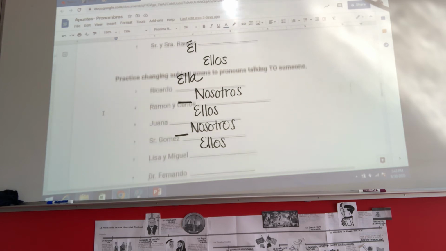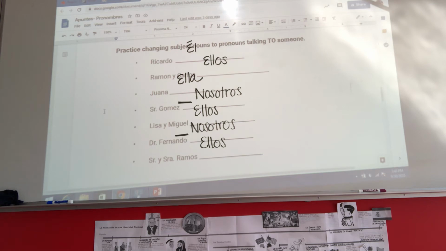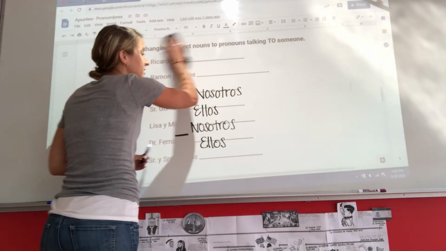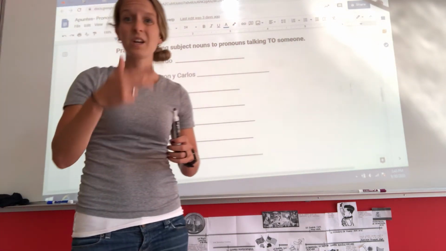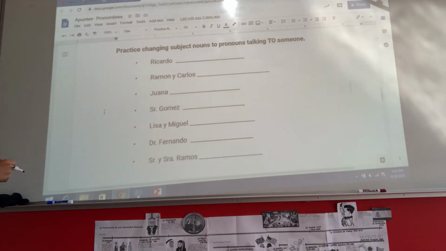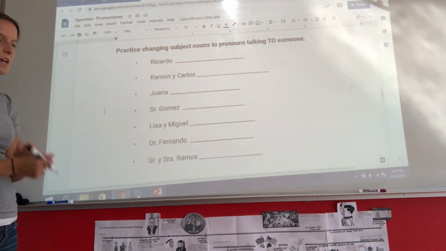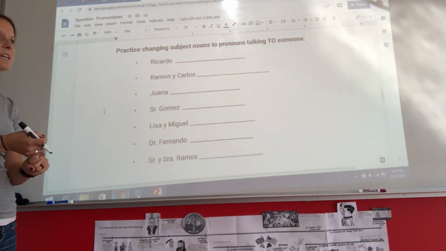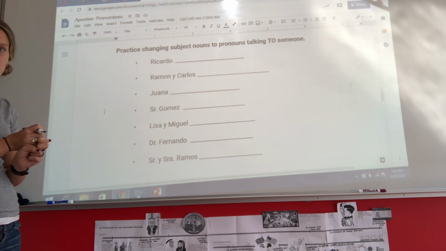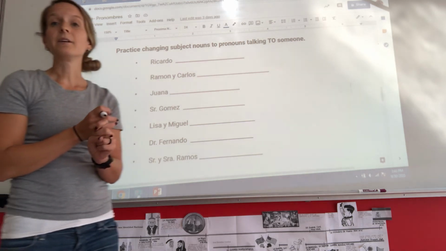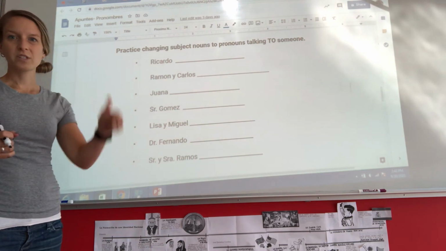Okay, en la siguiente parte vamos a escribir los pronombres de talking to someone. We're using the pronouns for talking to someone. So our options are tú, usted, ustedes. If we were talking to these people, how would we refer to them? Tú, usted, ustedes. Tú is informal, so no titles. Usted is formal, so titles. And ustedes is any group of people. So Ricardo, tú, usted or ustedes?